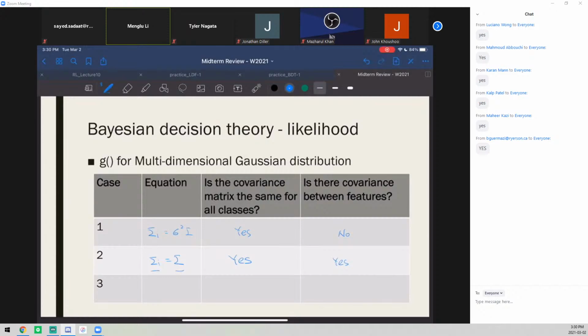For the third case, everyone has their own covariance matrix, so they're not the same. And is there a covariance between the features? Yes. So that's the difference between the 3 cases. From the question, we will always provide the covariance matrix to you, so you can decide which case it follows from the covariance matrix we give you.